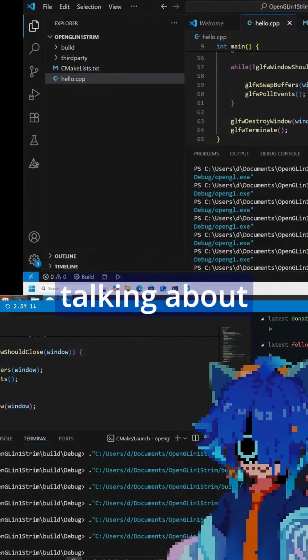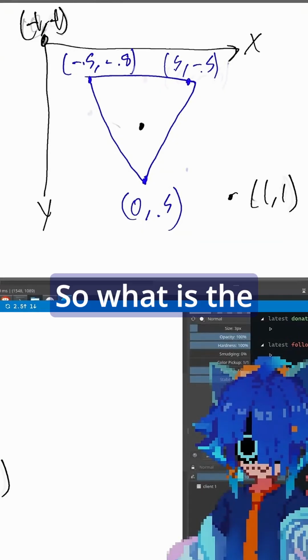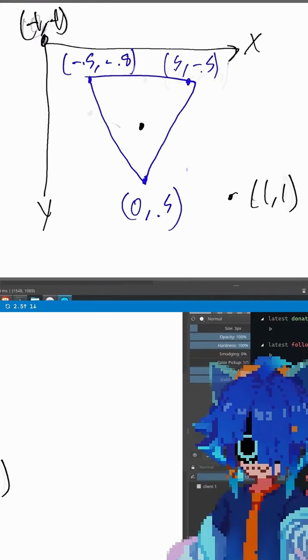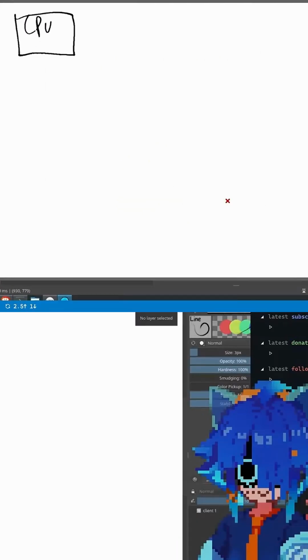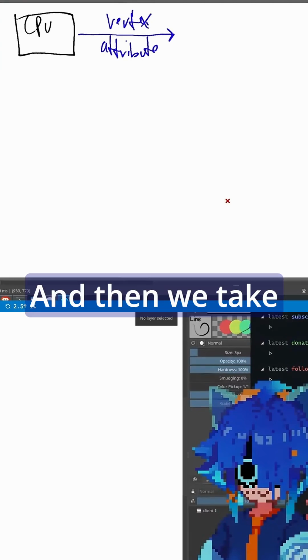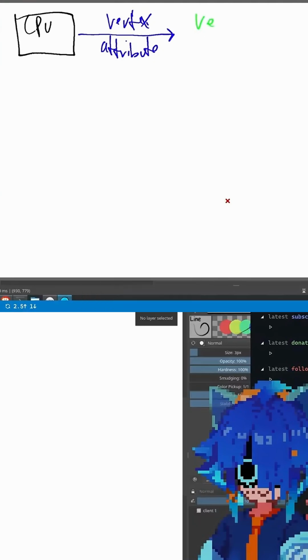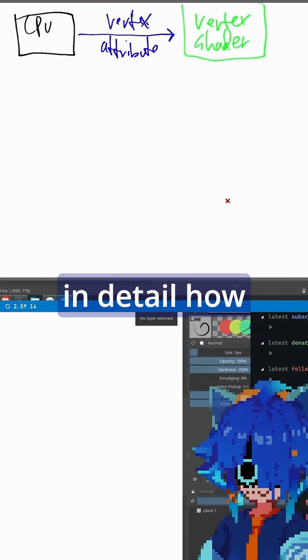We need to start talking about what we call the graphics pipeline. So what is a graphics pipeline? And it hands us the vertex data and the attributes. So vertex, attribute. And then we take this data and we process it in the vertex shader, which we're about to write. So we'll see a little bit more in detail how that works.